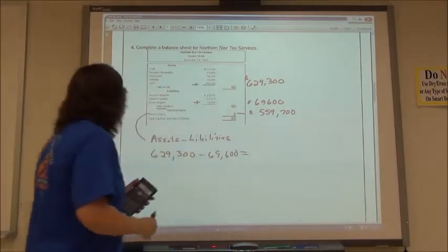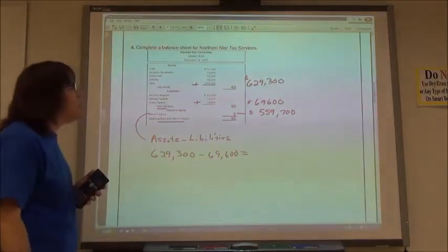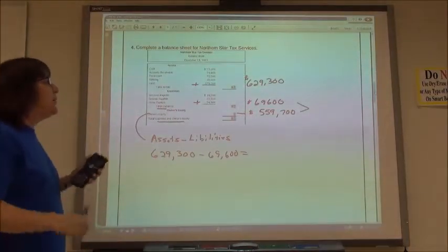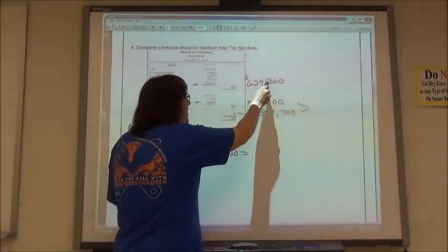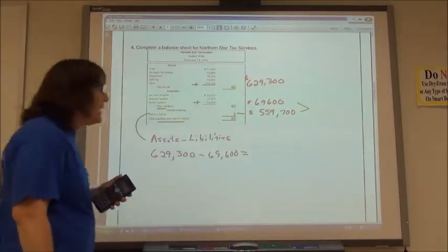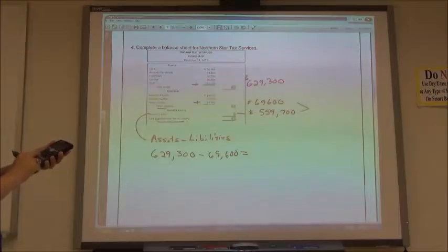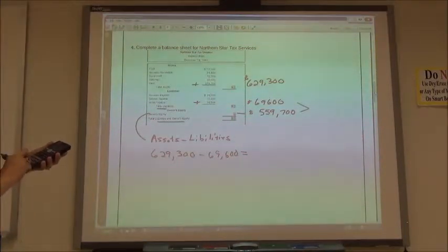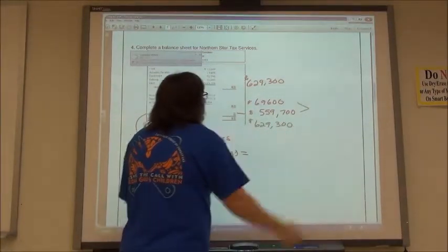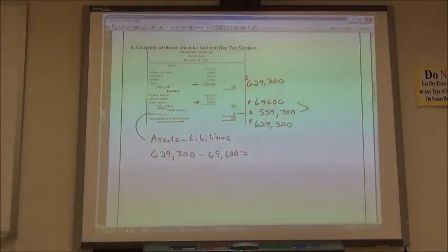$559,700. Then it tells me on the next one to find the total of my liabilities and my owner's equity. So if I'm going to find the total, I'm just going to add those two things together. And because I got this from subtracting this, when I add this plus this, I better get that number up there on the top again. So again, if I take my $69,600 and I add my equity, $559,700, I get the $629,300. So this number and this one will always match up with each other.